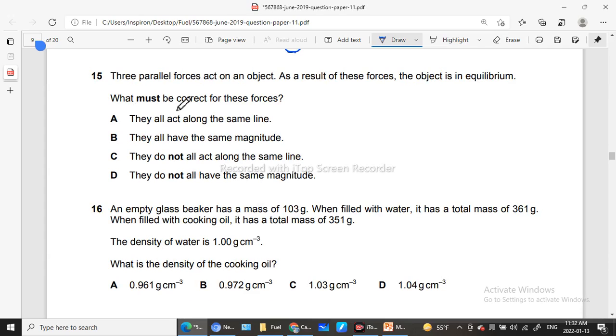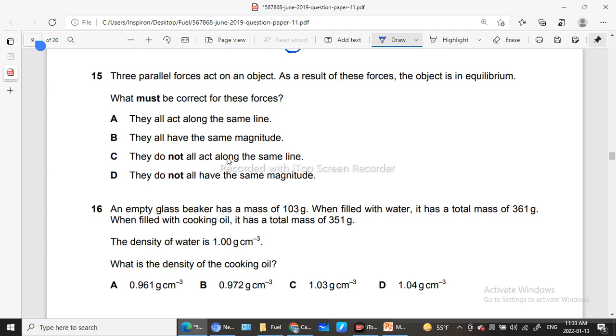Three parallel forces act on an object. As a result of these forces, the object is in equilibrium. What must be correct for these forces? A. They all act along the same line. B. They all have the same magnitude. C. They do not all act along the same line. D. They do not all have the same magnitude.